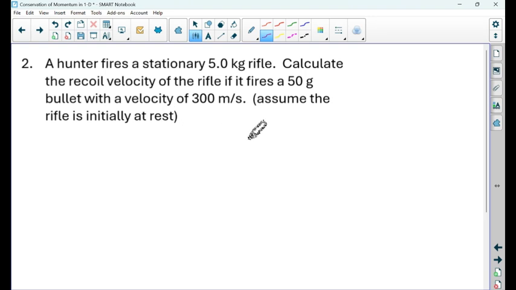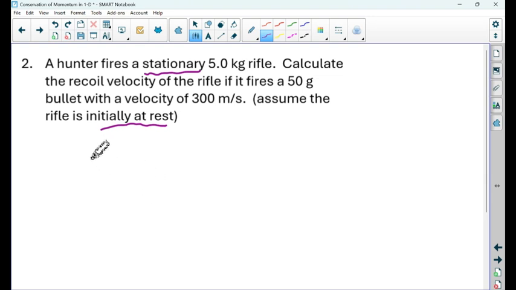Let's try another one here. A hunter fires a stationary 5 kilogram rifle. Calculate the recoil velocity of the rifle if it fires a 50-gram bullet with a velocity of 300 meters per second. Assume the rifle is initially at rest. I guess that's a little redundant because it does say a stationary rifle and then says it's at rest. So maybe that was obvious.